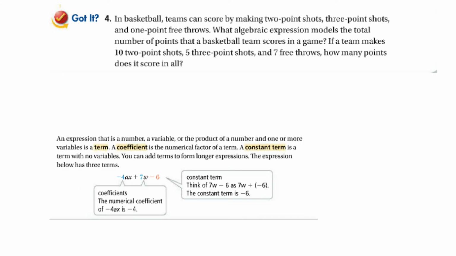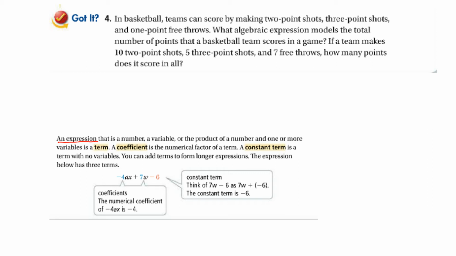Now I would like for you to do this Got It problem 4. An expression is a number, a variable, or the product of a number and one or more variables. The whole thing is called a term. So an expression that's a number, a variable, or the product of a number and one or more variables is a term. A coefficient is the numerical factor of the term. A constant term is a term with no variables.